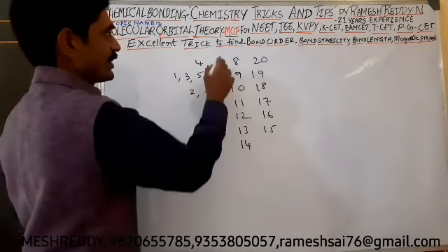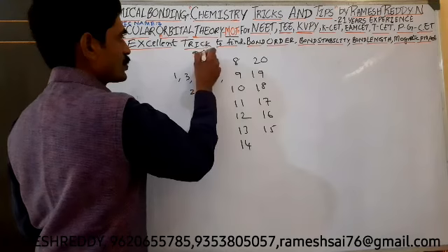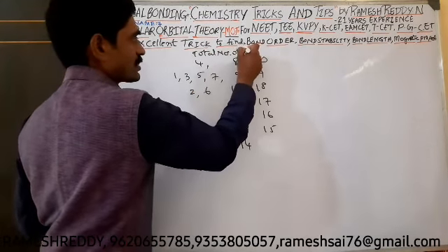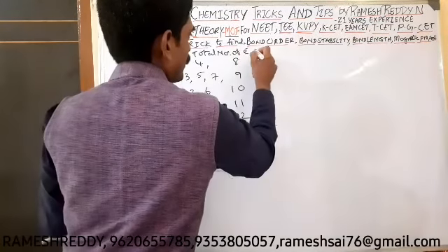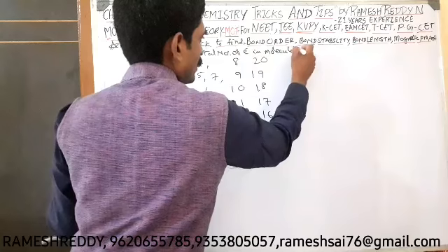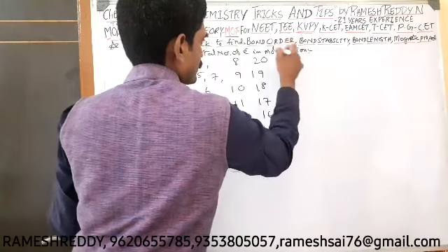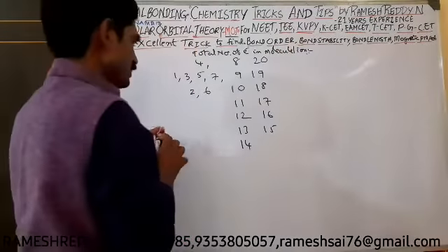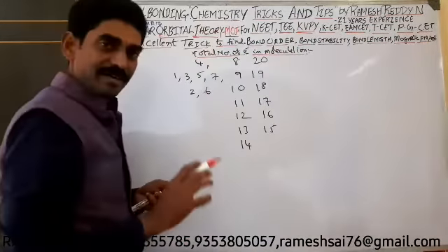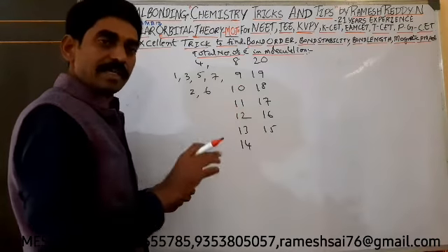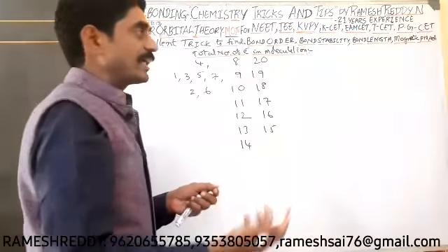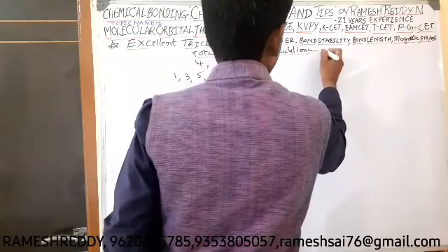These are all what, my dear students? These are nothing but the total number of electrons in a molecule or an ion, right? If you know the total number of electrons in a molecule or ion, from this number we can find out the bond order.